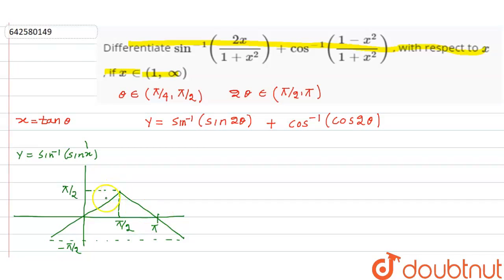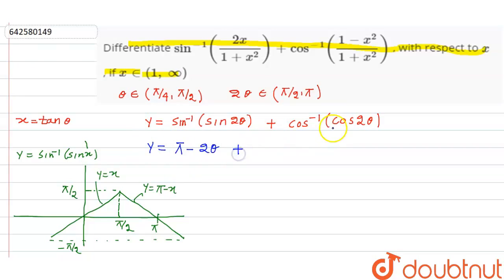Now this graph is y equal to x, and this line is y equal to pi minus x in the interval pi by 2 to pi. So this function y looks like pi minus x, which means pi minus 2 theta.